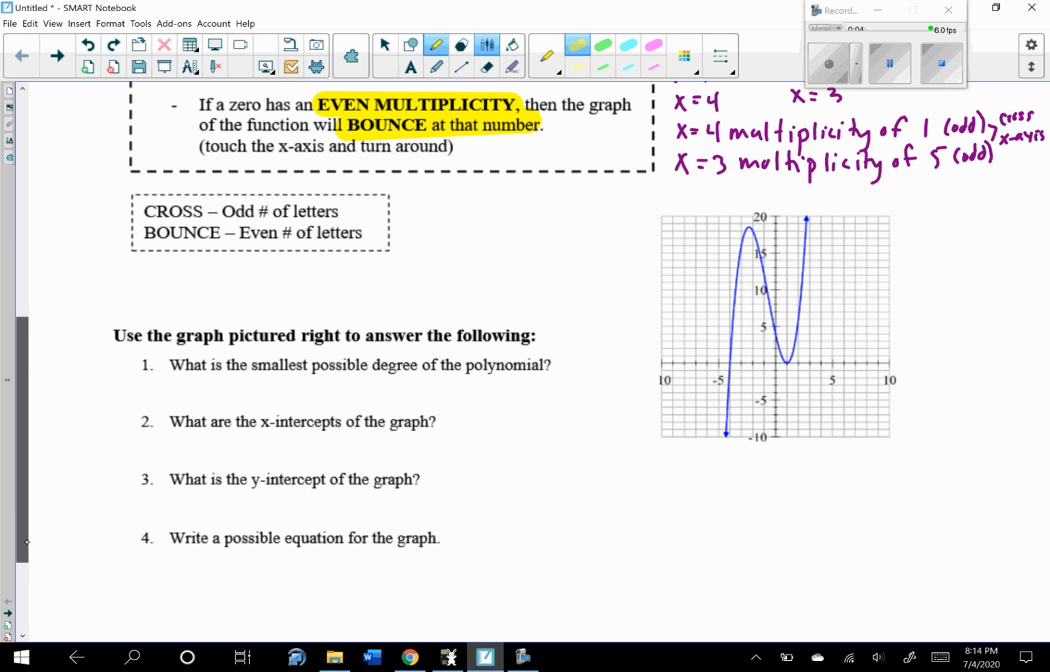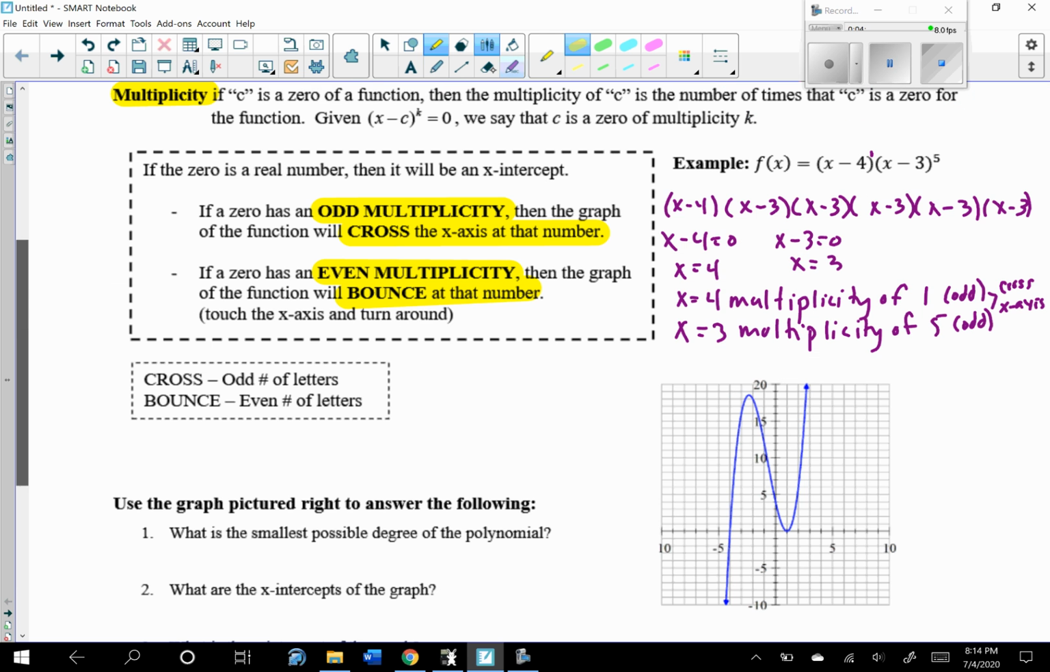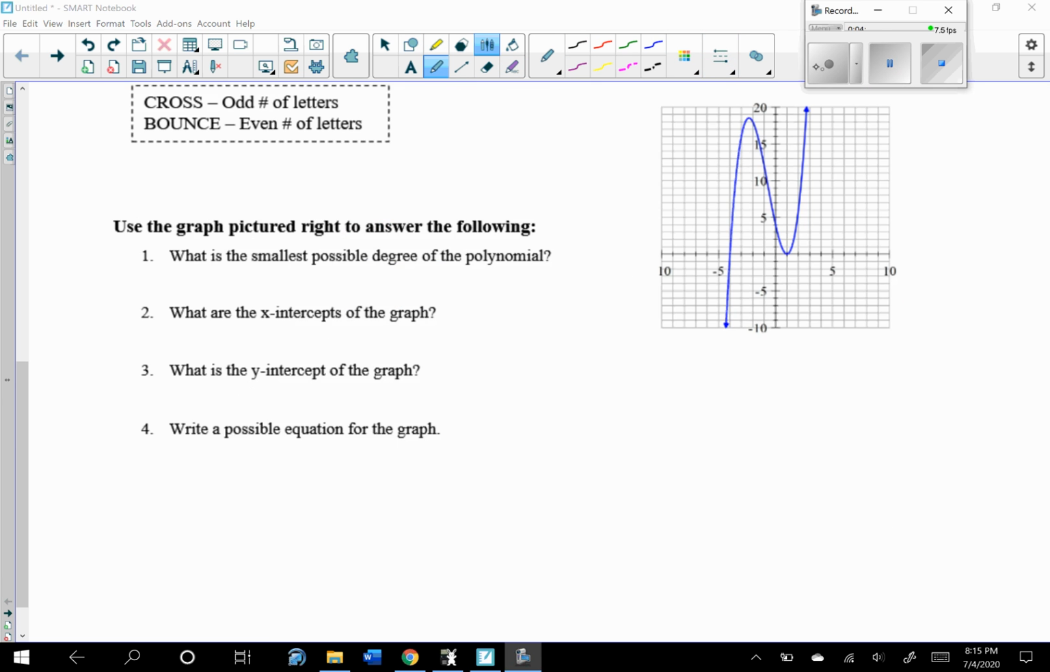Let's go ahead and use the graph picture to the right to answer the following questions. It says, what is the smallest possible degree of the polynomial? Let's actually come back to that and first go to what are the x-intercepts of the graph. If I look at the x-intercepts, I can see it crosses the x-axis right here. It crosses the x-axis at 1 and negative 1, 2, 3, 4. So x equals negative 4 and x equals 1.